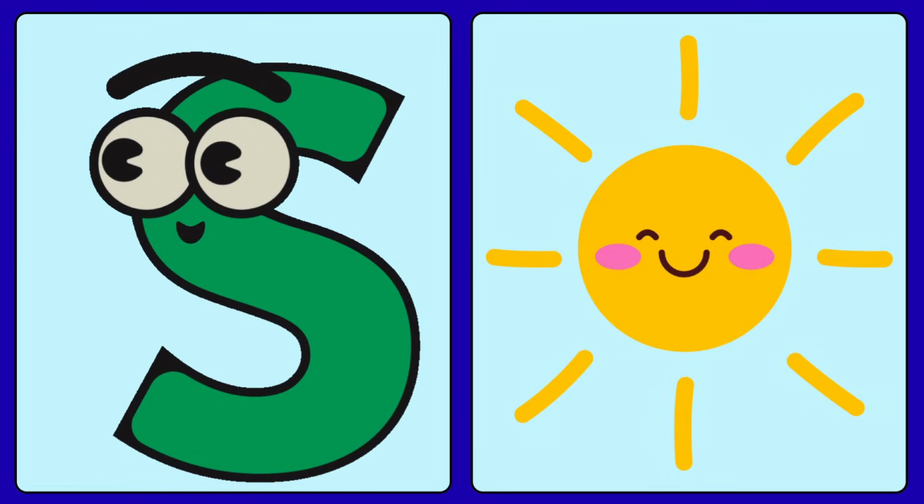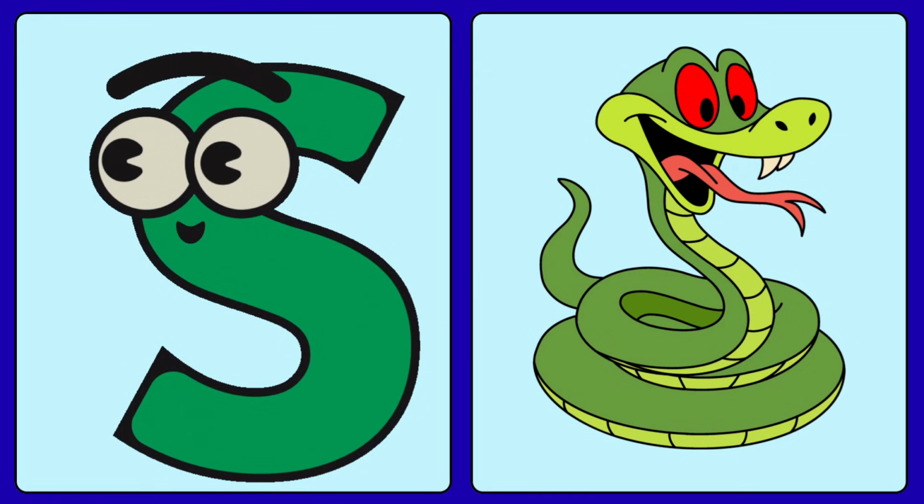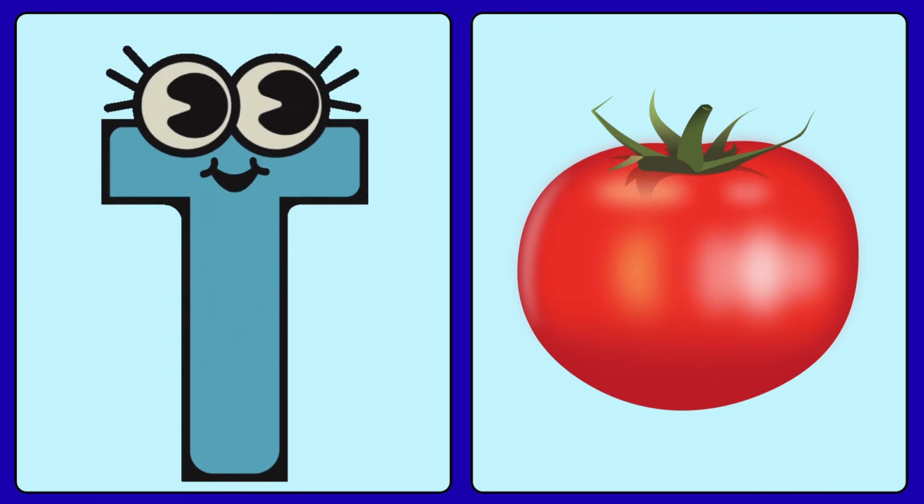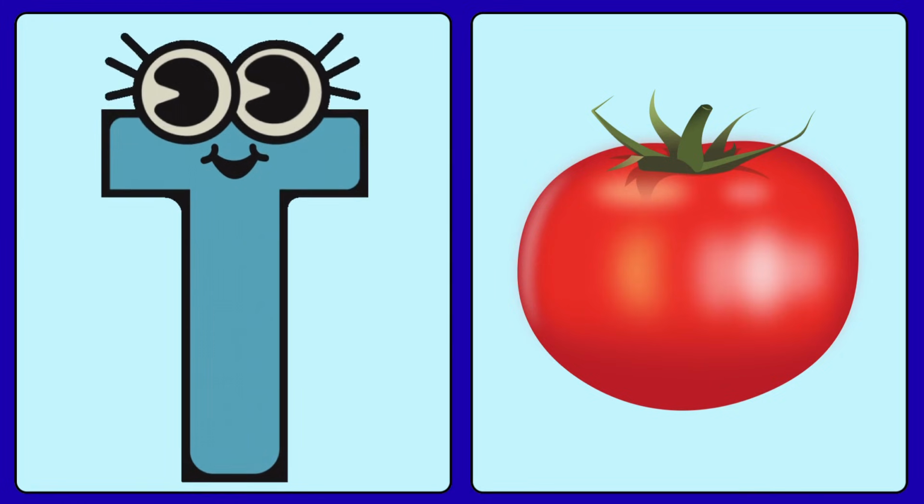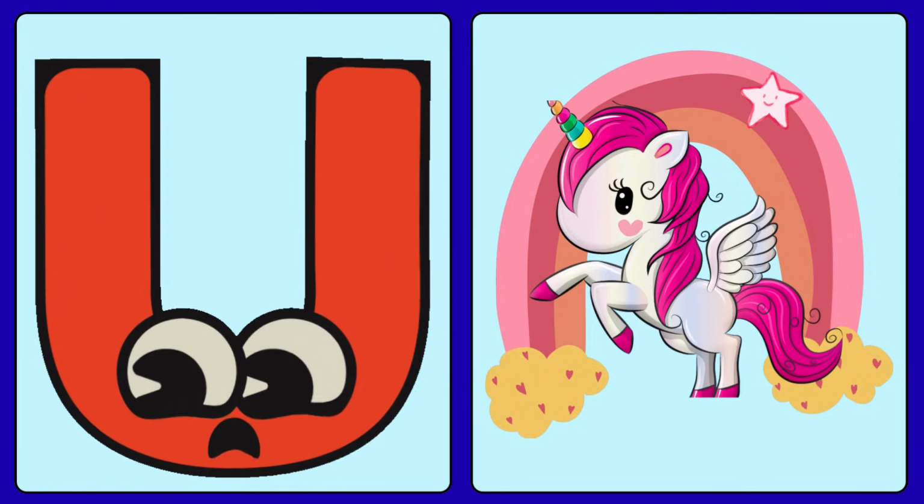S for sun. S for snake. T for tiger. T for tomato. U for umbrella. U for unicorn.